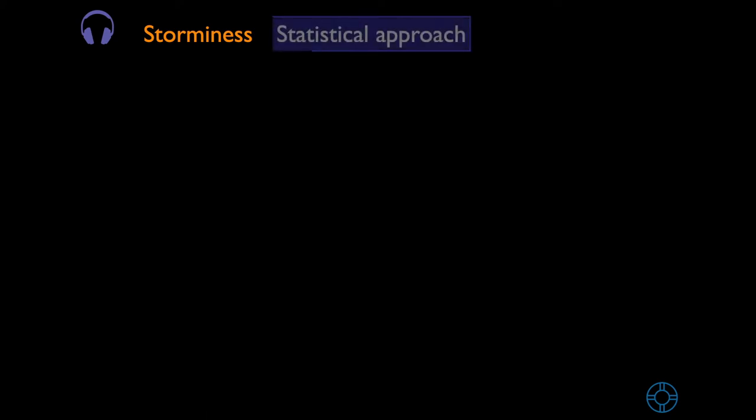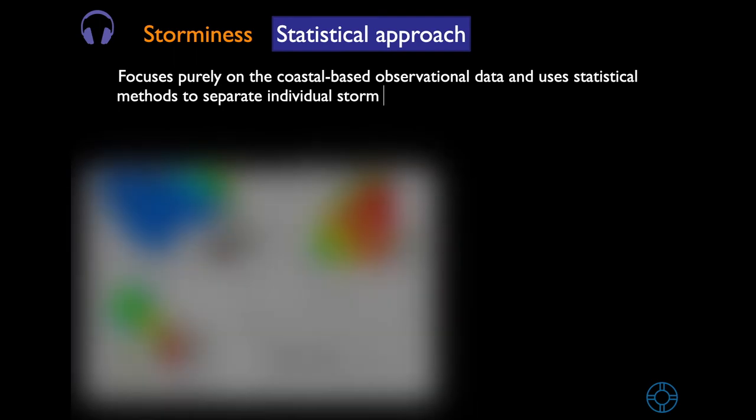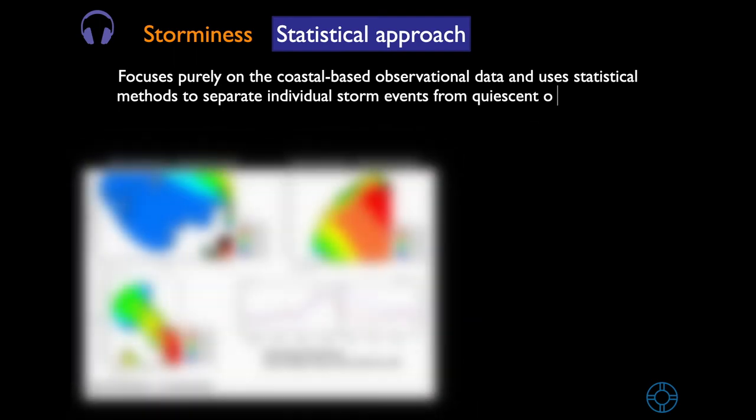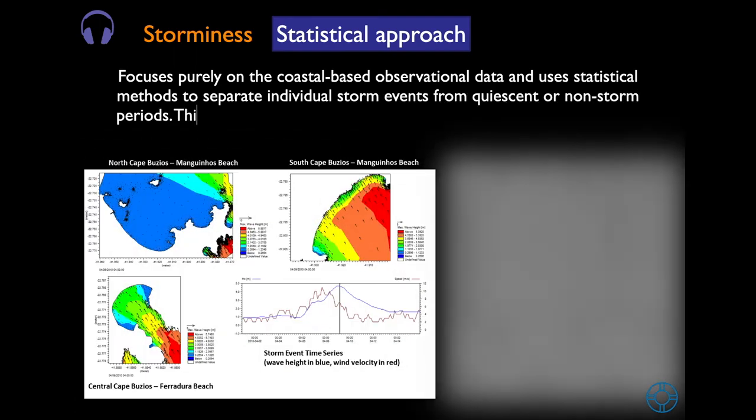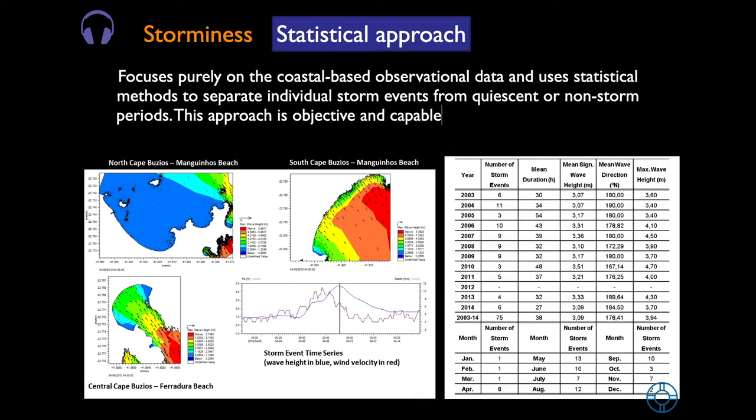The statistical approach focuses purely on the coastal-based observational data and uses statistical methods to separate individual storm events from quiescent or non-storm periods. This approach is objective and capable of quantifying coastal storm variability across entire regions. For instance, these two images show examples of the statistical approach.